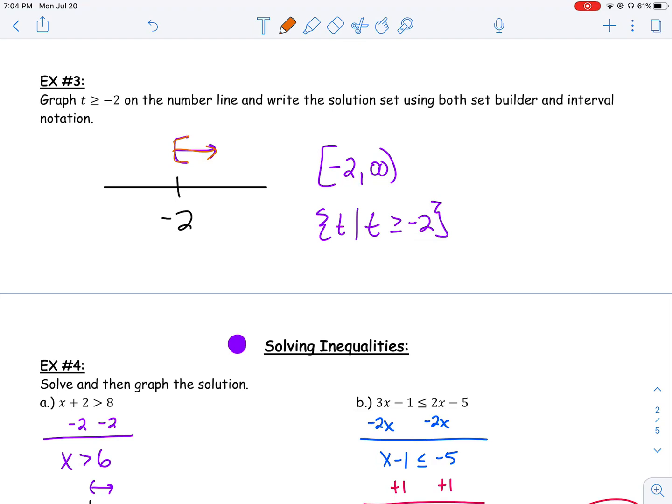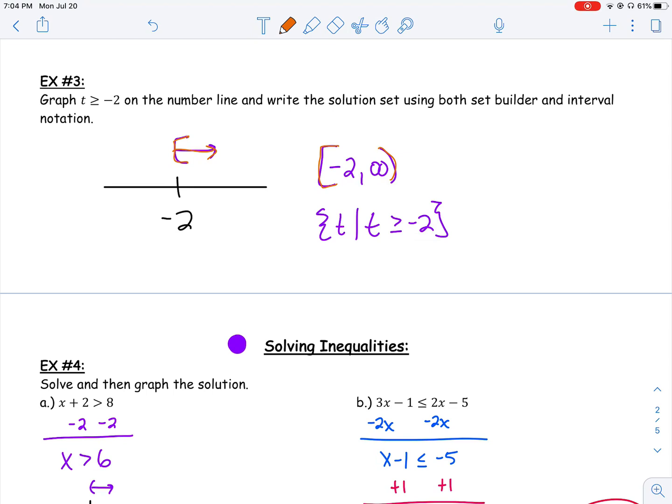So there's my graph. In interval notation, I know that I want to include negative 2 as my lowest number, and then I can keep going and going to positive infinity. I'm going to use a bracket on my negative 2 because I can equal it, and then I want everything to the right of that as we approach positive infinity.